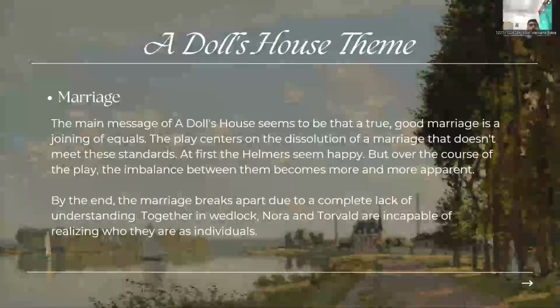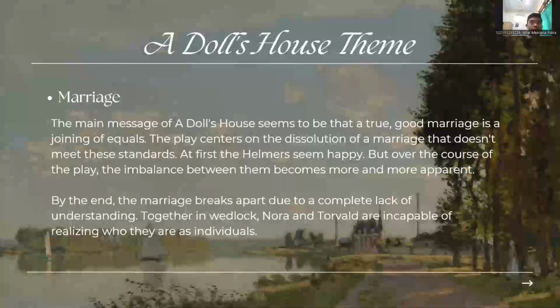Okay, for the themes, first there is marriage. The main message of A Doll's House seems to be that a truly good marriage is a joining of equals. The play centers on the dissolution of a marriage that doesn't meet these standards. At first, the Helmers seem happy, but over the course of the play, the imbalance between them becomes more and more apparent. By the end, the marriage breaks apart due to a complete lack of understanding. Together in wedlock, Nora and Torvald are incapable of realizing who they are as individuals.